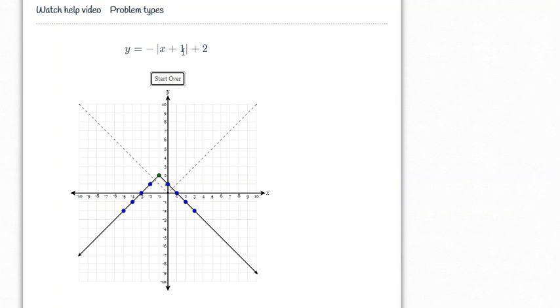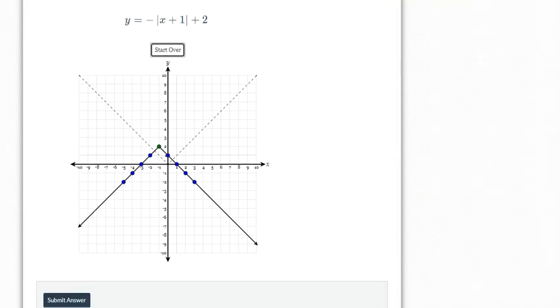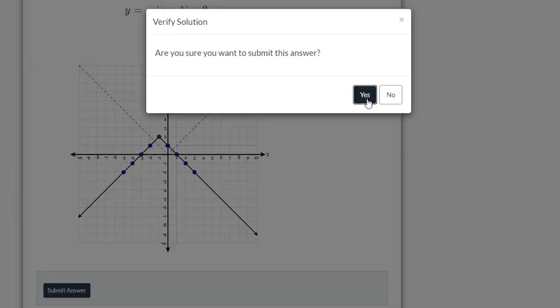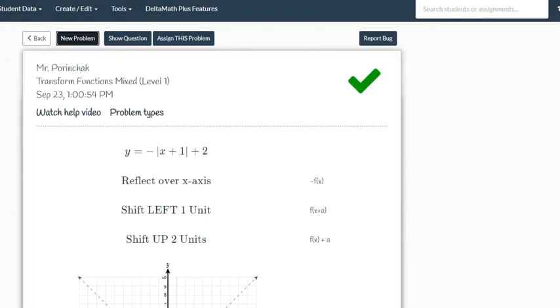So 3 + 1 is 4. The absolute value of 4 is 4. A negative on the outside makes it -4. -4 + 2 is -2. So that dot is in the correct place. When I plug in 3, I get -2. And I'd recommend checking a couple of them, if not all of them, if you have time, just to make sure that you got them right. And then when you go ahead and hit submit answer, hopefully you get that check mark there.